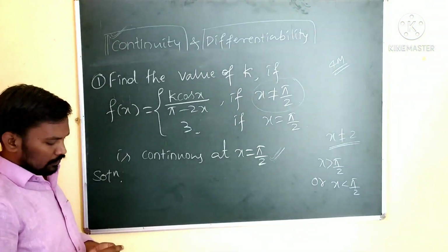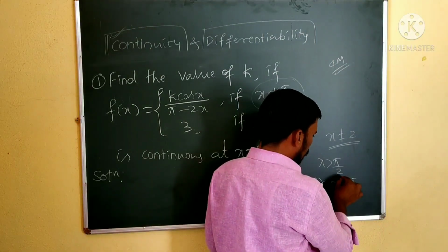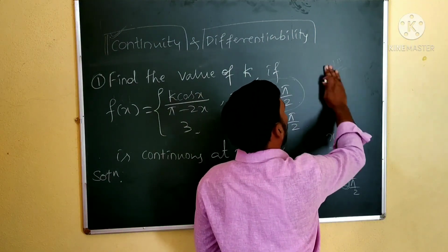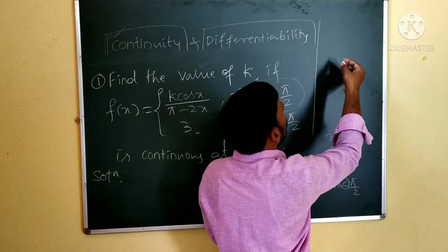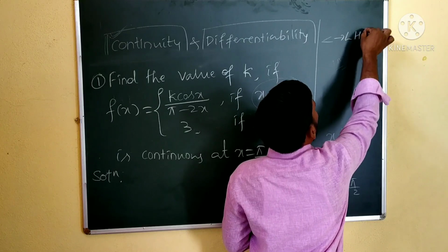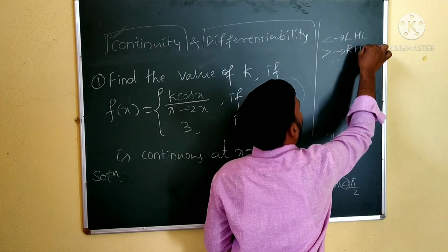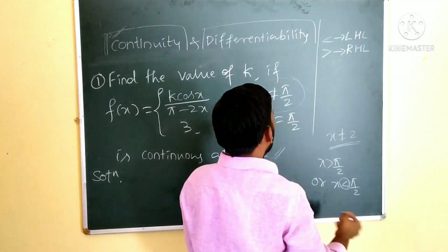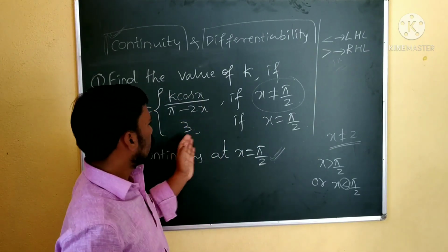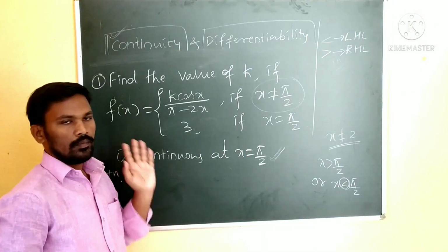To calculate the left hand limit value, you have to see the symbol lesser than. This is the convention, a rule you can say. Let me write the notations: less than for LHL, greater than for RHL, and the value of the function. This is the value of the function, with the equal sign: f of x is equal to 3 if x is equal to pi by 2. So 3 is called the value of the function at a given limit point.